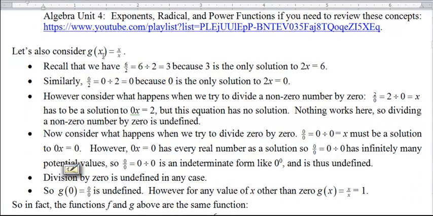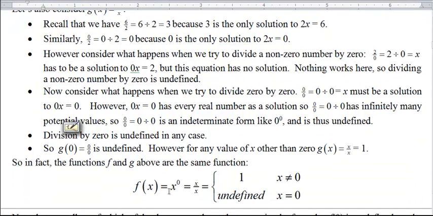So g of 0 up here is undefined, but if you got any other value, any other number divided by itself is 1. So actually, the functions f and g are the same function. The function y equals x to the 0, or y equals x over x, are both equal to 1 when x is not 0 and undefined when x equals 0. So here's the same function written 3 different ways. We could write it as f of x equals x to 0, we could write it as f of x equals x over x, or we could write it f of x equals 1 when x is not 0 and undefined when x equals 0.